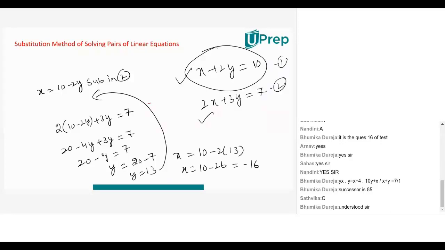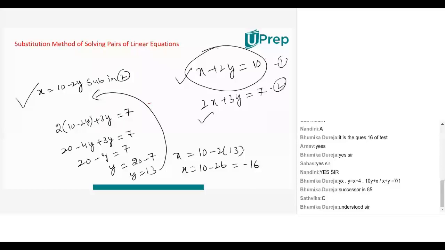So this is the substitution method of solving a pair of linear equations. You eliminate one of the unknowns, either x or y. How? From the first equation, I'm eliminating x by writing x as 10 minus 2y. I substitute that in the second equation, so I get the entire equation in terms of y. That means I'm eliminating the variable x. This method is called the substitution method of solving a pair of linear equations.